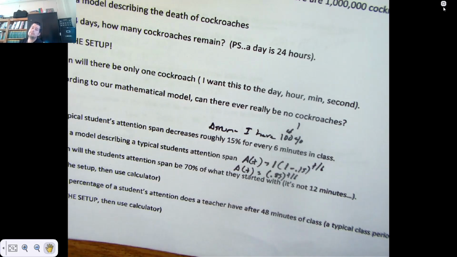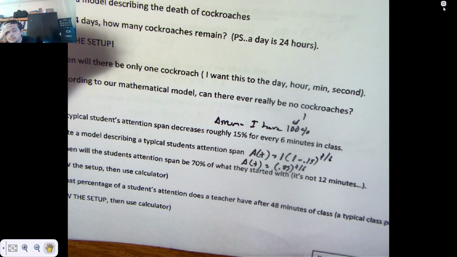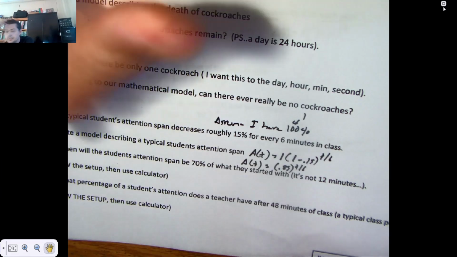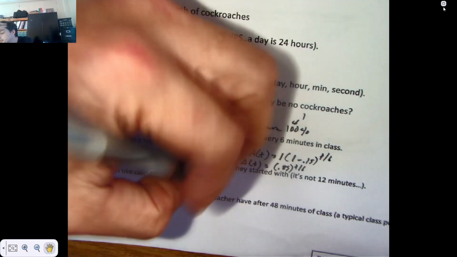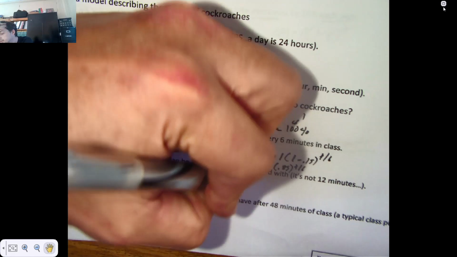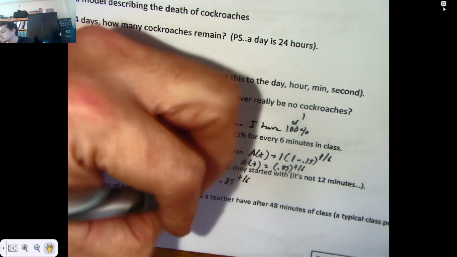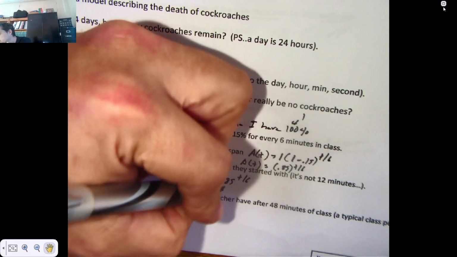All right, when will a student's attention span be 70% of what they started with? And it's not 12 minutes. It doesn't work that way. Some kids think it does. They think they're geniuses and they can manipulate two numbers. But 0.7 would have to equal 0.85 to the t over 6. And you could use a TI-84 to do that. There's your y1, there's your y2.